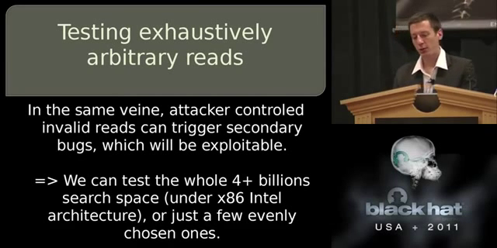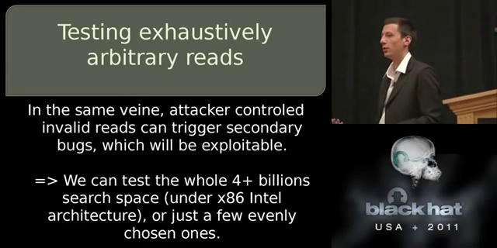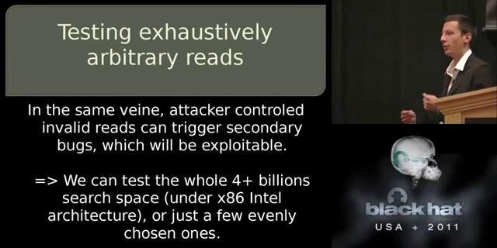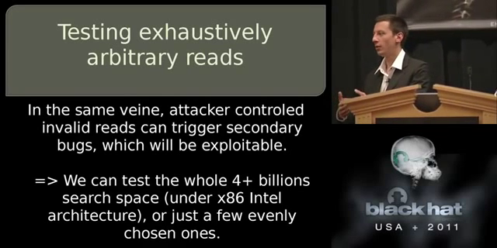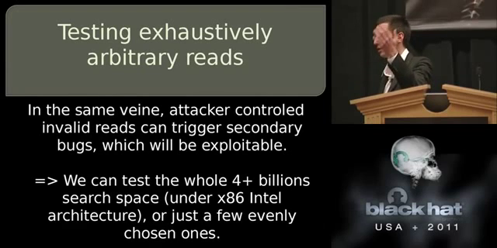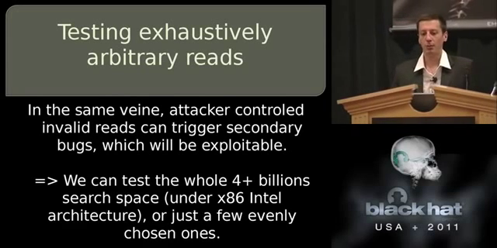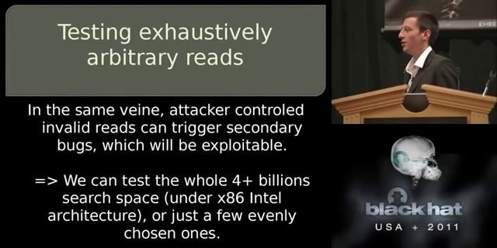So we can check for arbitrary reads, but that's not really very effective, in the sense that memory reads are not directly exploitable. But we can check if performing a controlled invalid read, so making the application read from a location we control and reading a value we control and putting it into a register to do something else, is going to trigger later on another vulnerability which is easier to exploit.